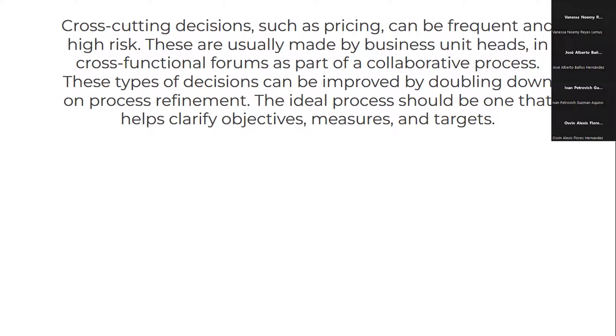And then it says, well, these types of decisions can be improved by doubling down on process refinement. So we need to refine, we need to pay attention to details so the decision is made correctly. And then it says the ideal process should be one that helps clarify objectives, measures, and targets. What are measures?